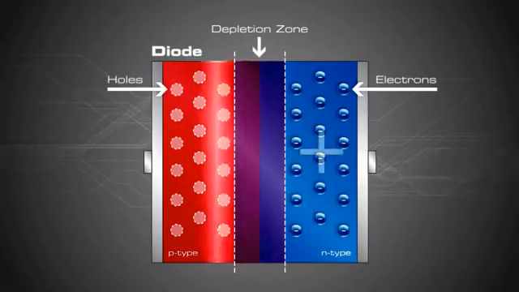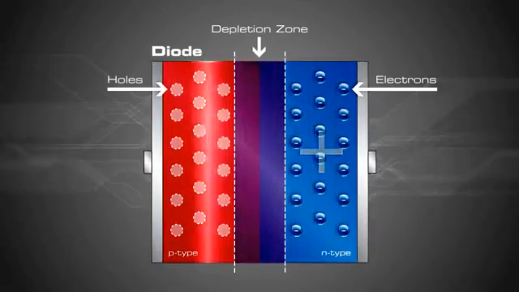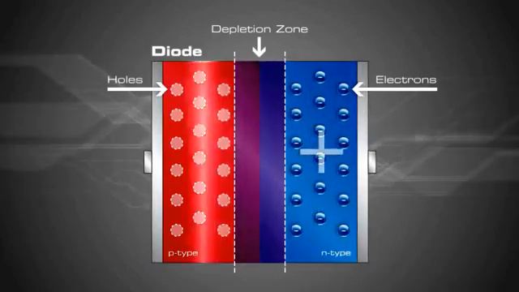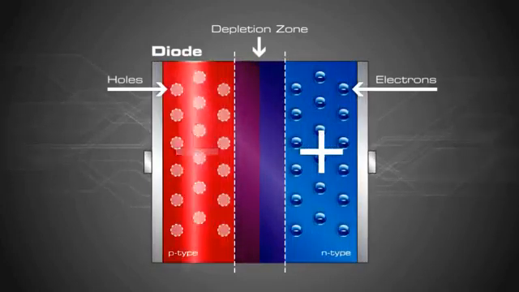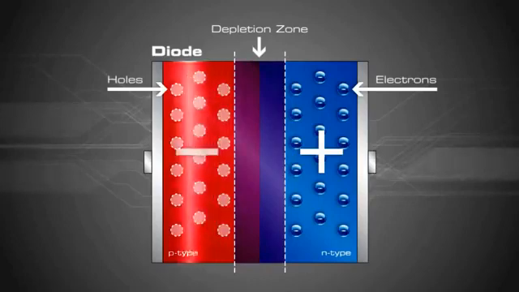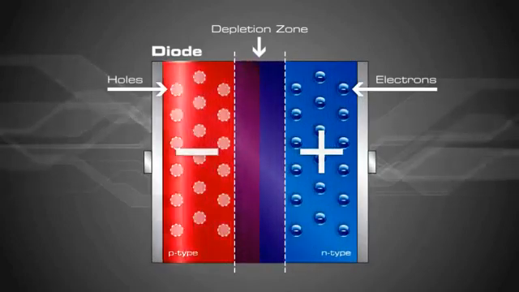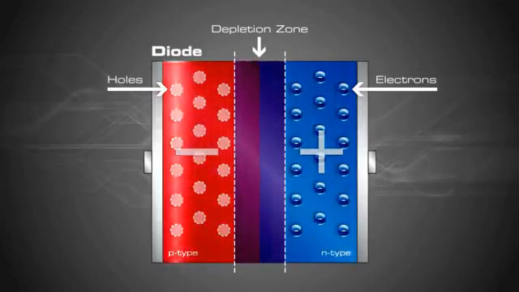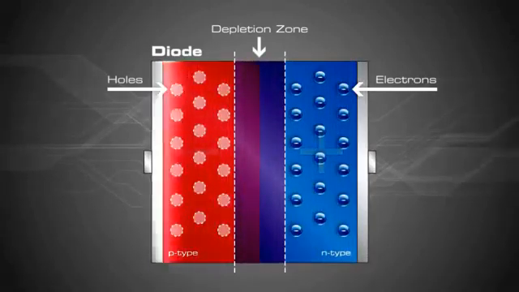Since the N region is missing some electrons, it has obtained a positive charge, and the extra electrons that fill the holes in the P region have given it a negative charge. Unfortunately, one cannot generate power from this electrical imbalance. However, the stage is set to see how the p-n junction functions as a diode.